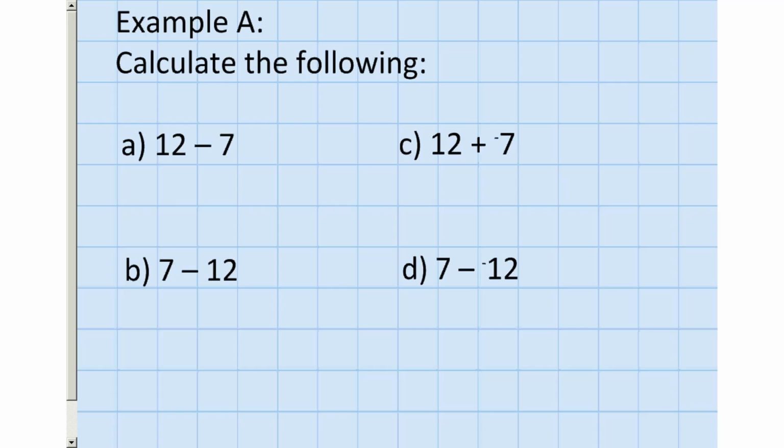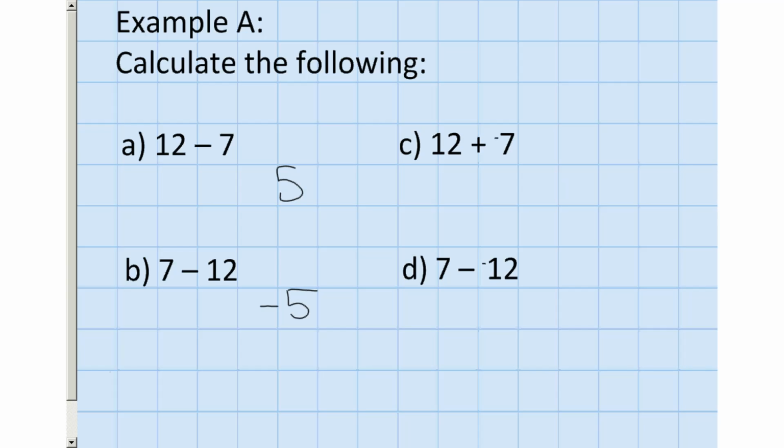So calculate the following. 12 minus 7, easy enough. 12 take 7 is 5. But how about 7 take 12? Well, that's going to take us back past 0 on the number line. If you can't visualise this in your head, I would think, how do I get from 7 down to 0? We're going to need to subtract 7. So if I subtract 7 from 7, I get to 0, but I need to subtract 12. So I've still got 5 more to take off. So that's going to take me down to negative 5.